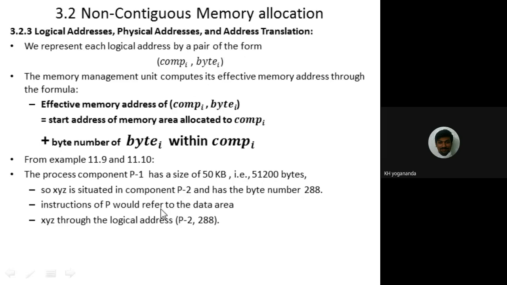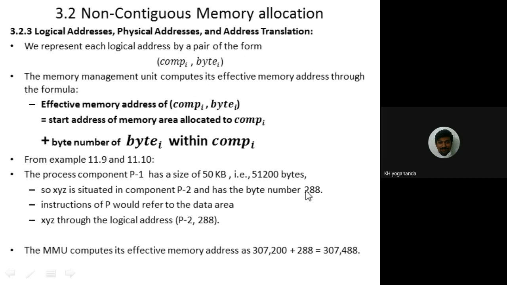How do you identify P2? It is (P2, 288) because 288 is the byte number within P2, and P2 is a component of process P. The process P starting address is 51488. How did we obtain the P2 address? Just by subtracting 51200 from 51488, we obtained 288, which is the byte number within P2.